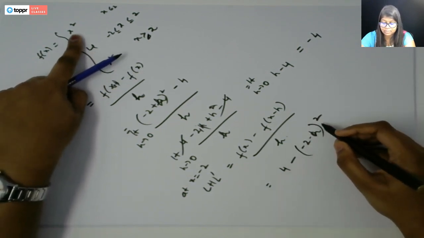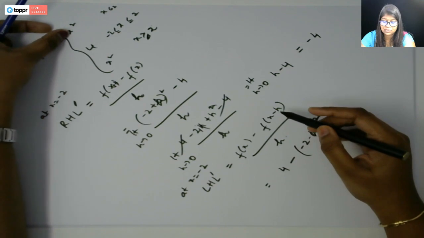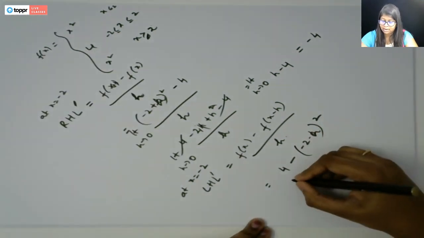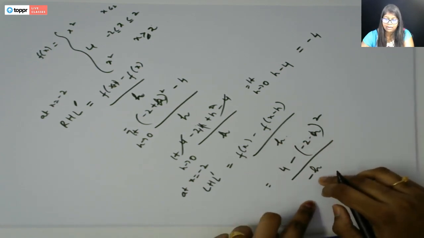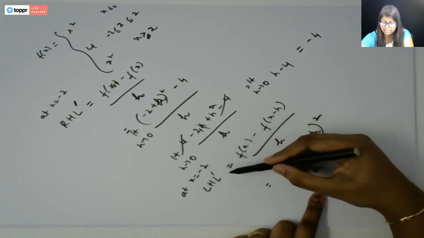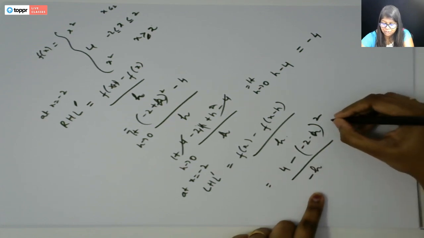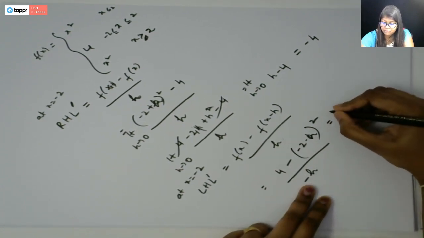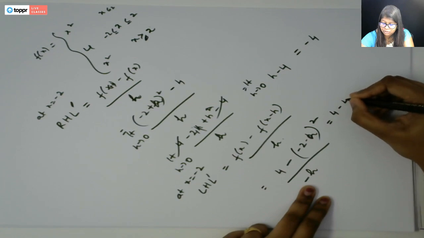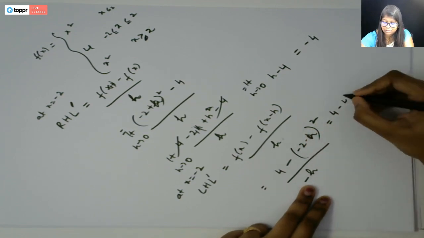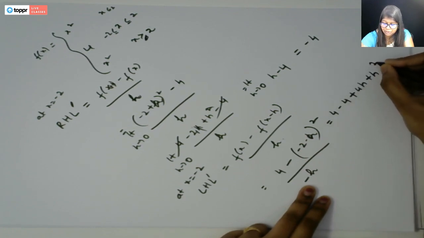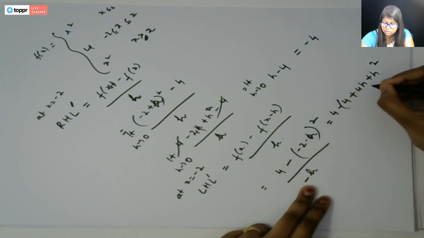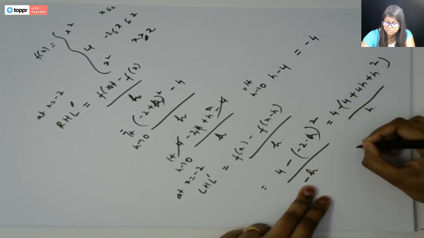Why did we take the whole square? Because this is f of x minus h, which we are substituting in x², with x as -2 and minus h. Because it's a negative, we have to take it as minus h. So it is nothing but 4 minus (h + 2) whole square, so that is 4 plus 4h plus h², with the minus outside, by h.